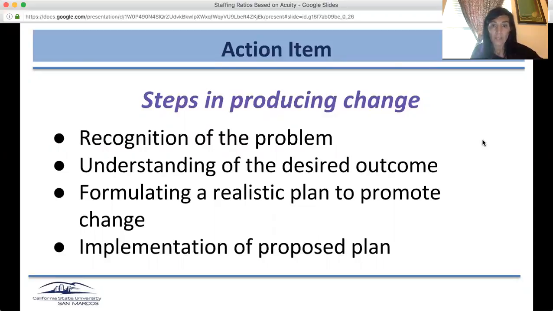One needs to understand the desired outcome, formulate a realistic plan to promote change, and then implementation of the proposed plan.